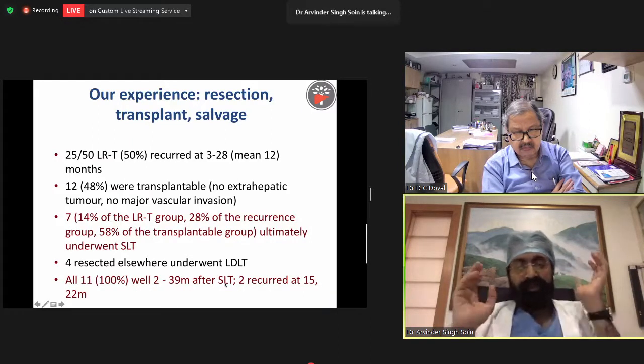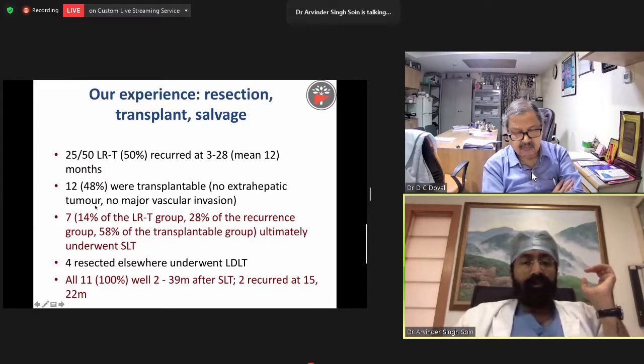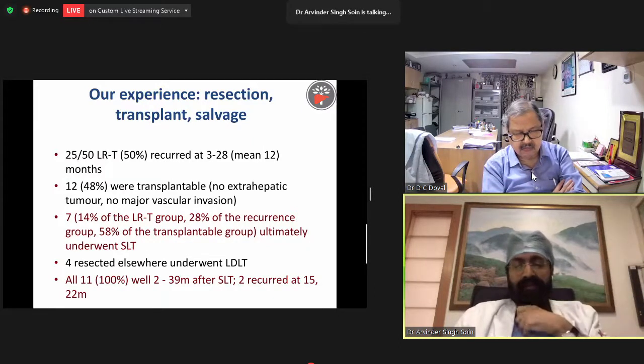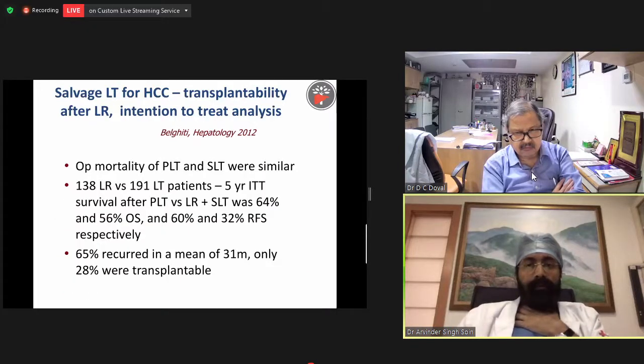So this shows 2 things. Only about 14% of the original group were eventually suitable for salvage transplant, and salvage transplant patients do as well as primary transplants in terms of surgical success. So operative mortality of both primary and salvage are similar.